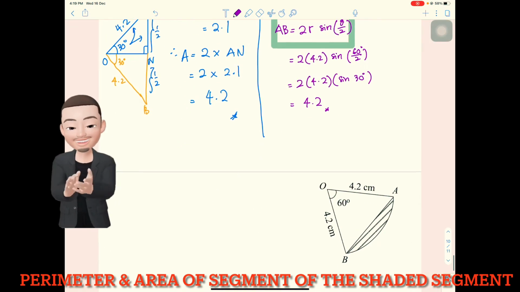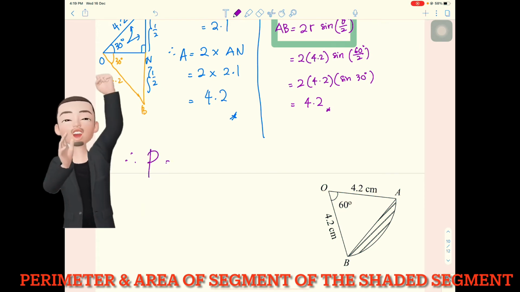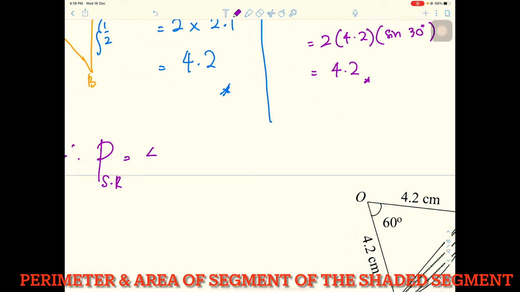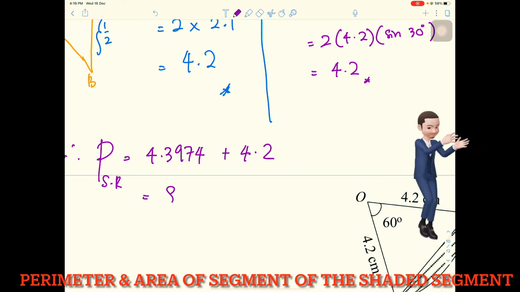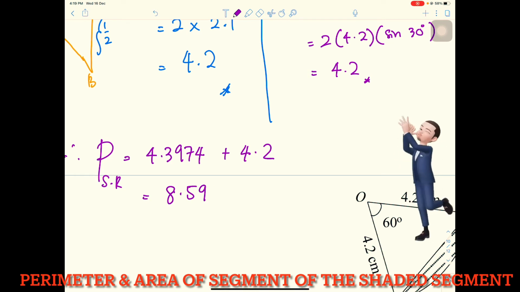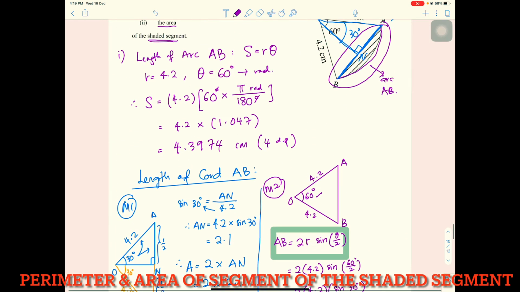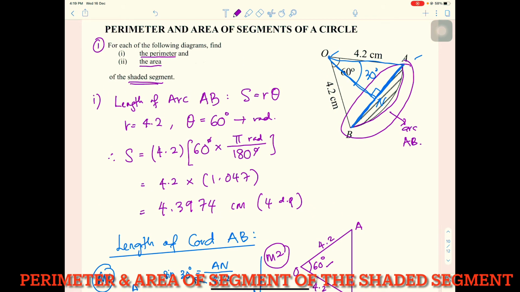Therefore the perimeter of the shaded region equals 4.3974 plus 4.2 equals 8.5974 centimeter. So this is how we solve question Roman 1, find the perimeter of the shaded region.